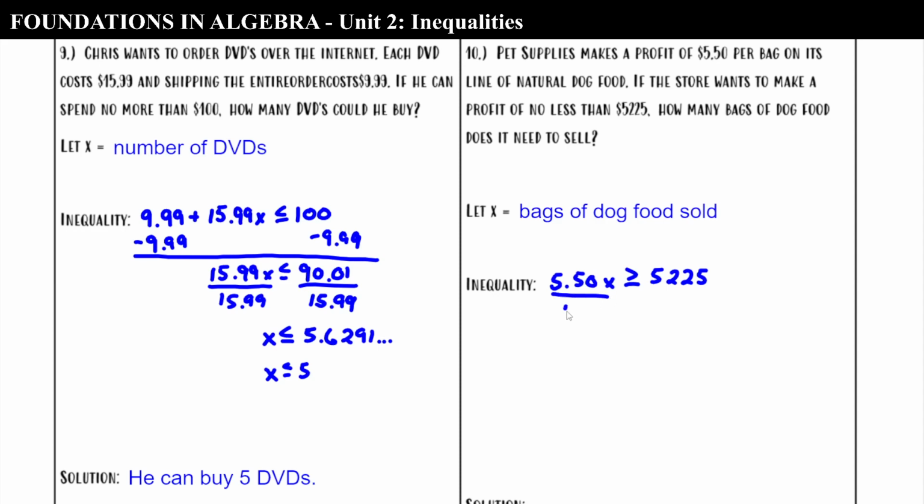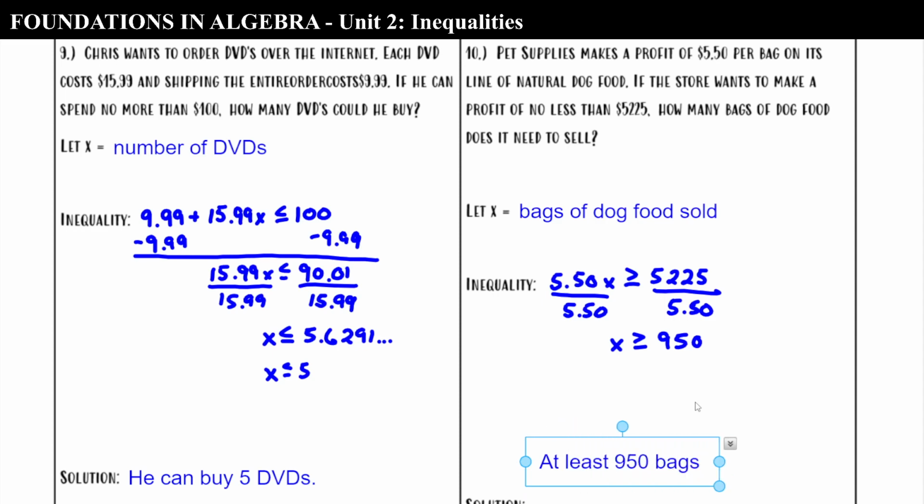So we're going to divide each side by $5.50, and we're going to see what that comes out to. And it actually comes out even. That's 950. So our solution to this problem is at least 950 bags must be sold.